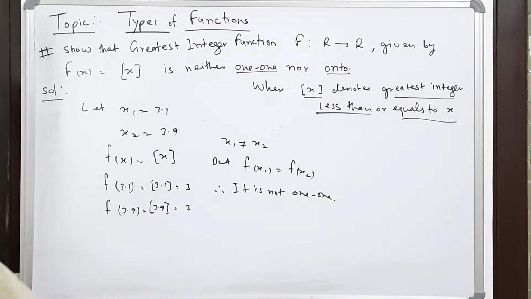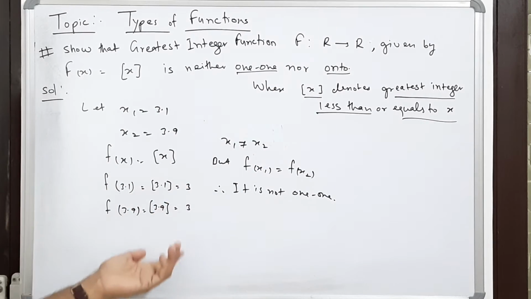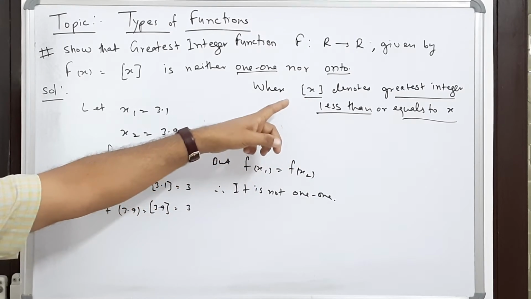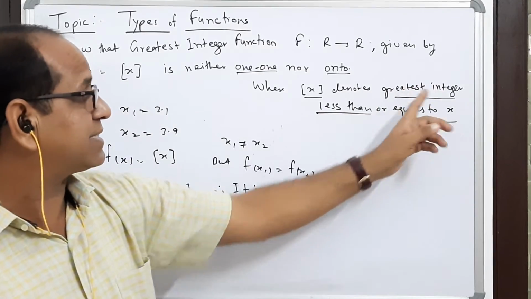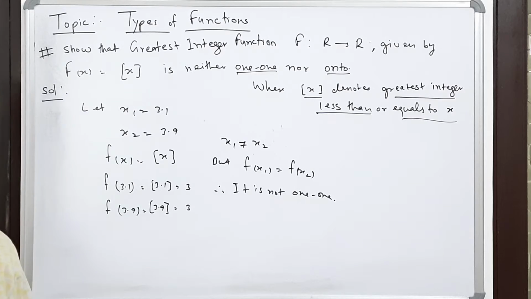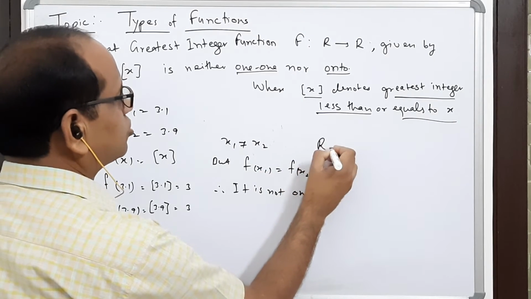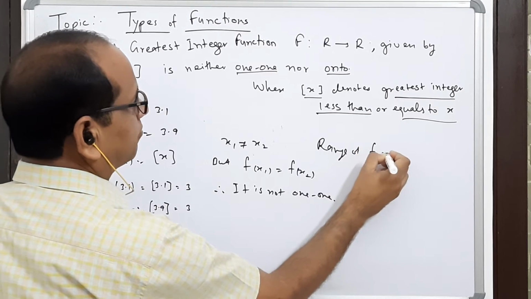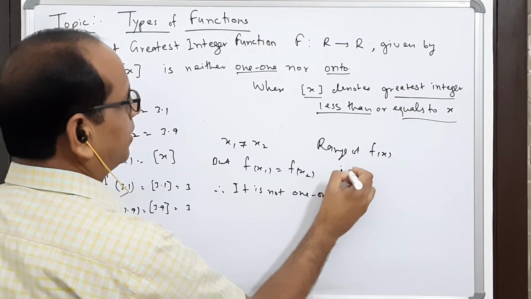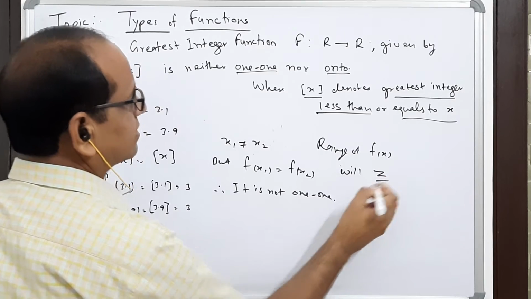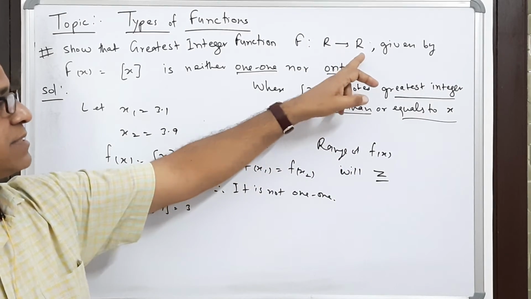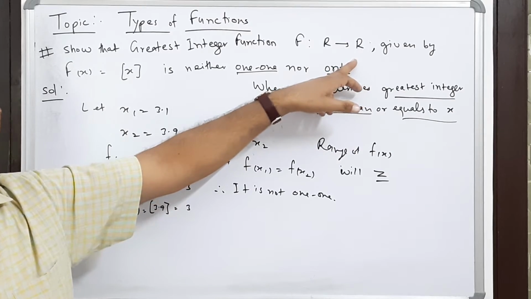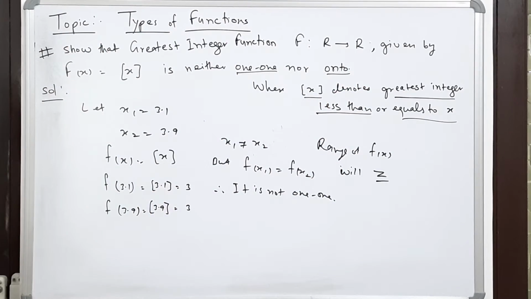Now I am coming to the onto function. The greatest integer function gives the greatest integer less than or equal to x. So what will be the range? The range of f(x) will be Z, the set of integers, which is not equal to the real numbers. So there will be many numbers in the codomain R which will not have any pre-image.